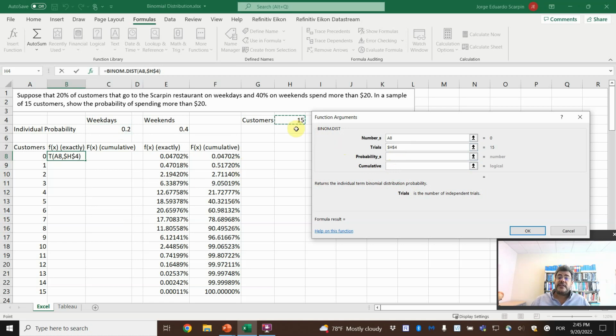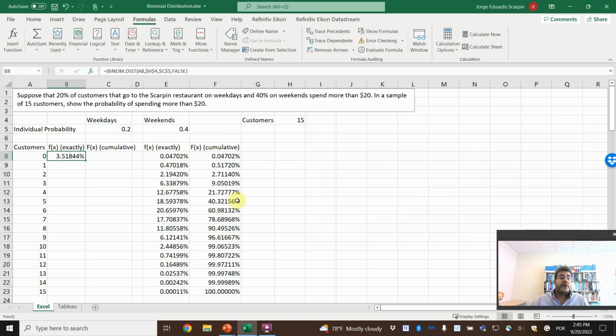That is the individual term binomial distribution probability, and trial is the number of independent trials. So what is my sample size? 15. And now the probability S, 0.2. And then cumulative. So here, false. It is no cumulative. I have here that 3%, and here, guys, I am doing on percentage only because the visualization is better.